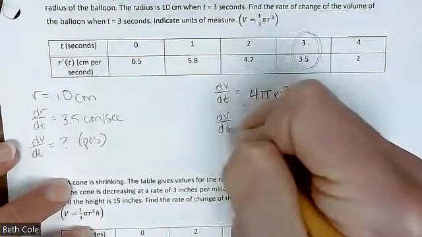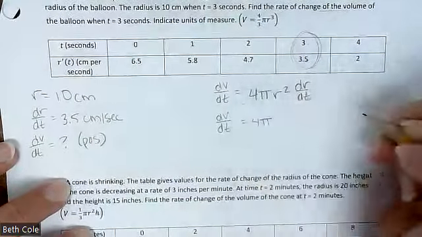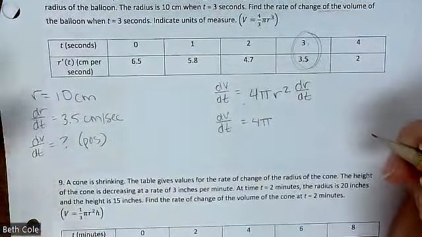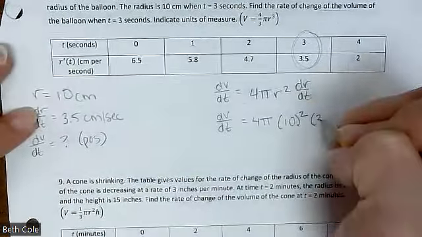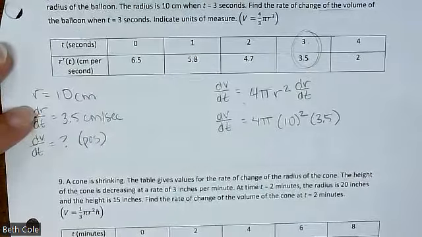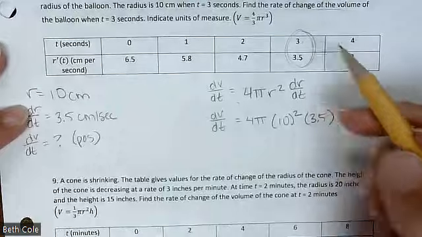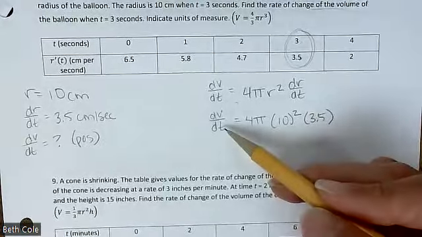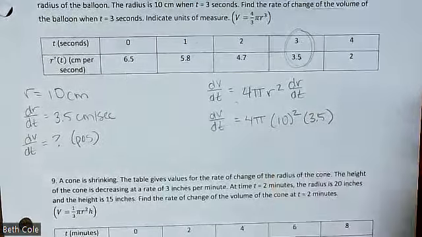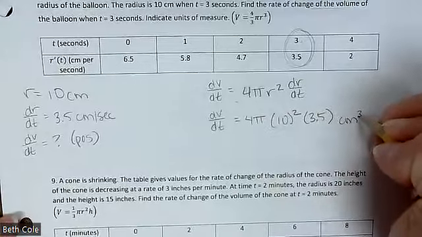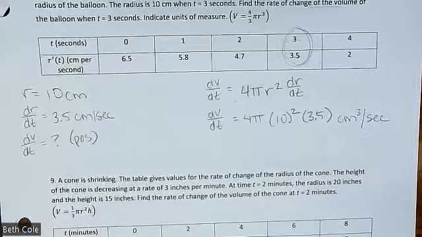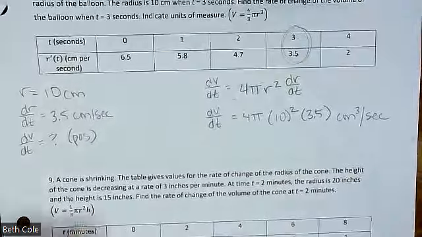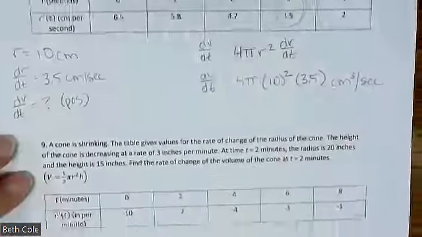All right, now we're plugging in. dv dt is what we're looking for. 4 pi, what was r? Do we have r? Yeah, so 10 squared. dr dt is 3.5. We weren't even missing anything. How cool is that? Sometimes you have to stop and go back and find something. Now, it does say units of measure, and it's a little tricky because it's for a volume. So anyone want to give a stab at it? Centimeters cubed per second. Cool. That's it. Not too bad, right?